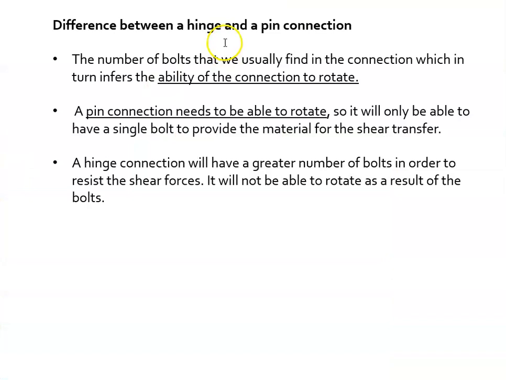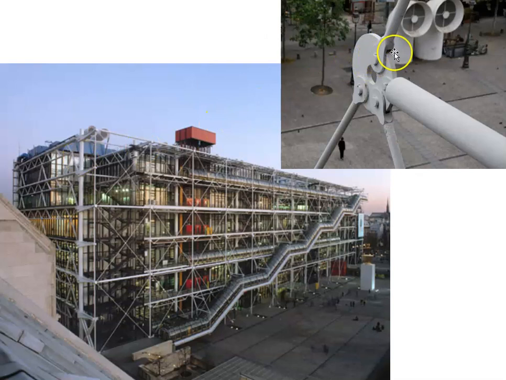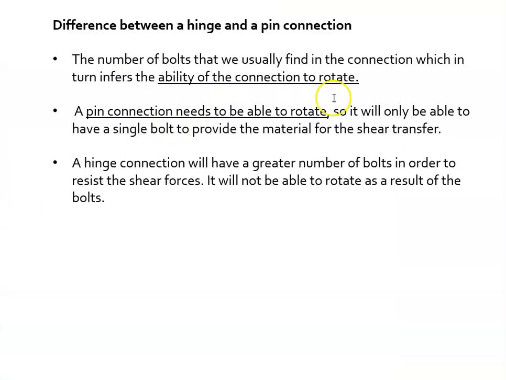Difference between hinges and pins: the number of bolts that we find in a connection, which infers the ability to rotate. So a hinge has two, a pin will only have one. So it will only have a single bolt, as it says there, with enough material to deal with the shear. You could imagine, going back one more time, that bolt in there is experiencing shear. This big connection plate is pushing up, this little connection plate is pushing down, and that bolt is experiencing shear. So that's why we're talking about having to transfer all that shear. The bolt has to do that. A hinge connection will have a greater number of bolts to resist the shear forces.